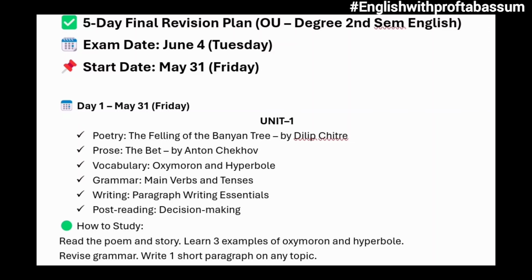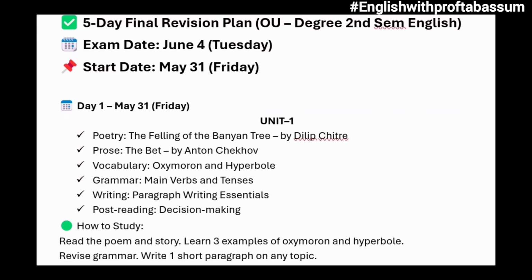I'm uploading most important mind maps. I help students every year with the help of mind maps to pass their exams. Then in writing you have paragraph writing essentials, means how to write a paragraph. And then in post reading you have decision making, where you'll learn how to make decisions. Post reading you'll get for 5 marks in section A. Poetry or prose, anyone you can learn for 15 marks, and grammar and vocabulary will only come for 2 marks in section A.